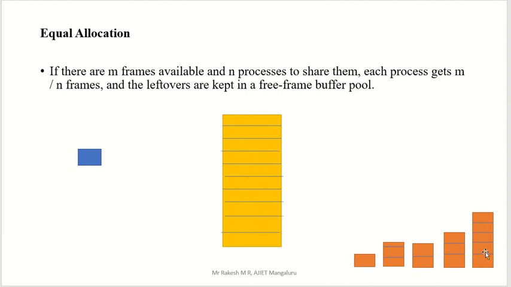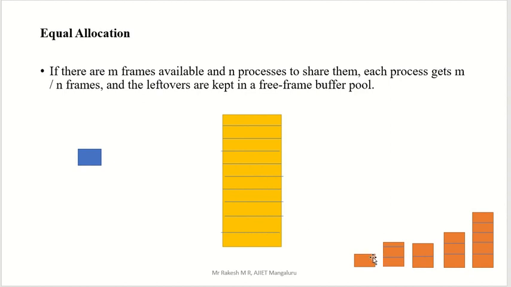Process 5, frames 10. So, 10 divided by 5. How many frames? 10. How many processes? 5. 10 divided by 5, so 2. So we can allocate 2 frames to this process, the next 2 frames for this process, the next 2 frames for this process. Like that we are going to divide 2 frames to each process. This is the concept in equal allocation.